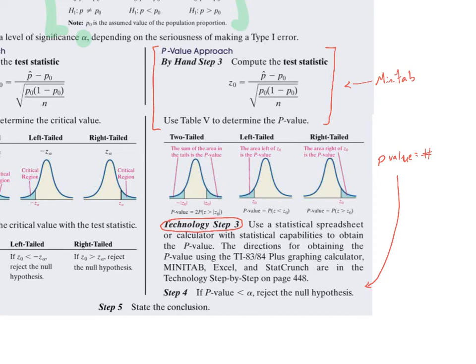Okay, we click through the buttons, we compare the p-value to alpha. It's much quicker. Okay, it's a little bit less intuitive. You're just looking at the numbers as opposed to seeing where you are on the distribution. But if the p-value is less than alpha, reject the null, and then state your conclusion.